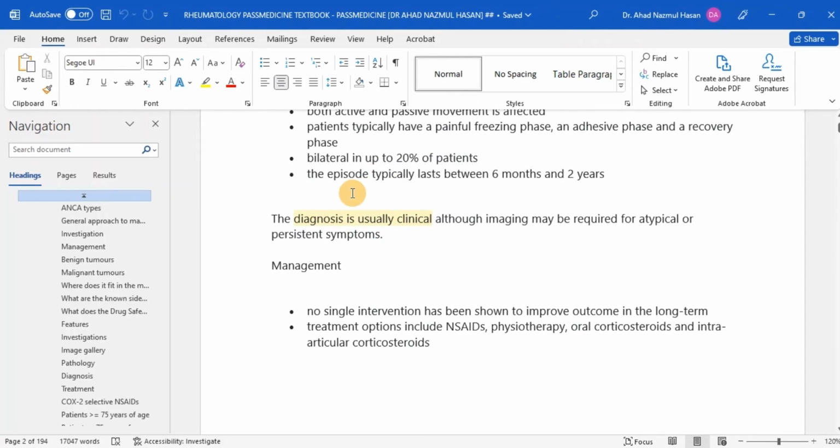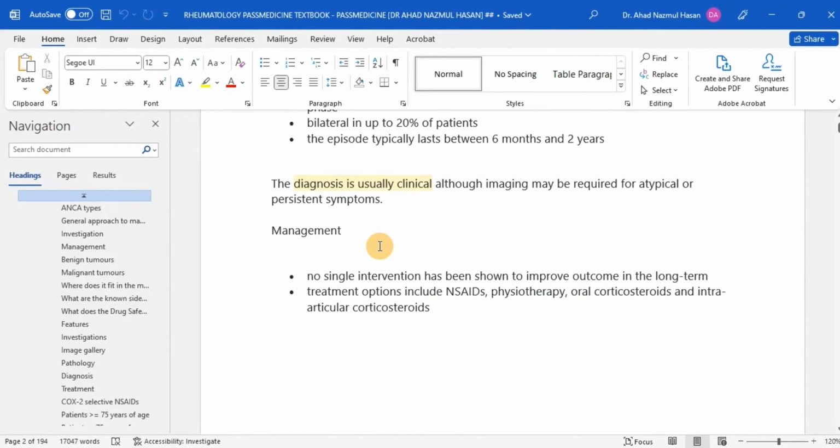And always remember the diagnosis would be clinical, no need to go for radiology, no need to go for laboratory investigation. And the management is supportive in the form of NSAIDs and physiotherapy. In some cases, oral corticosteroid or intra-articular corticosteroid may be needed in advanced cases.